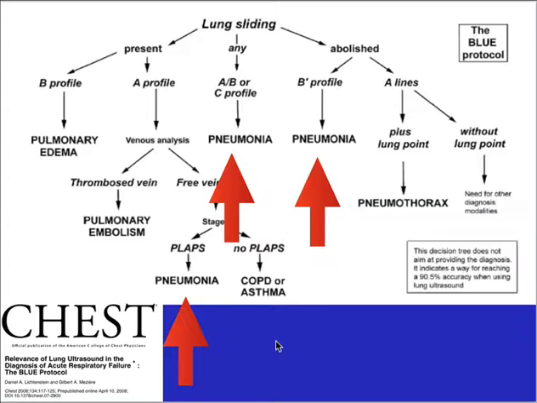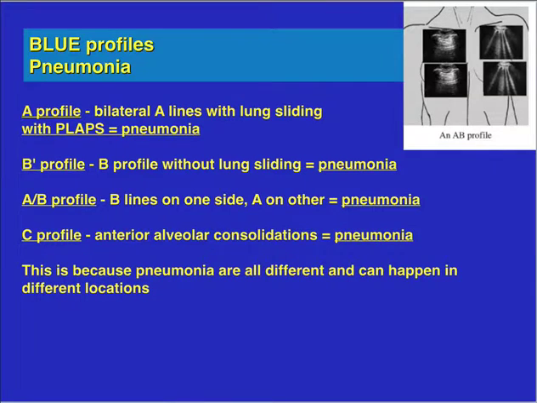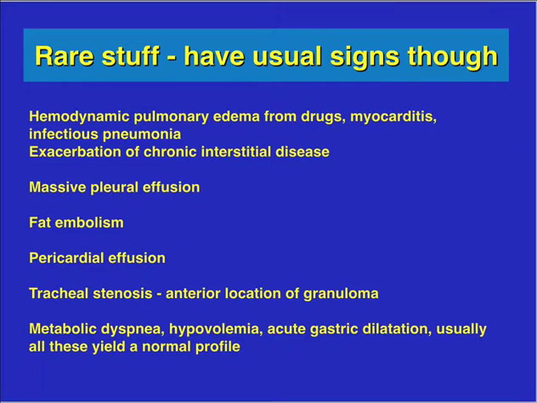So pneumonia can be a very tricky thing because pneumonias are different in type. We didn't talk a lot about AB profile or C profile, but just so you know, if you see A's on one side and B's on the other, especially B's without lung sliding, that should indicate to you early pneumonia or aspiration. Obviously, if you go to the posterior region and you see consolidated lung with dynamic air bronchograms, that would also indicate pneumonia to you. So remember, pneumonia can be a lot of different ones, and it's a little bit more complicated. And this is because pneumonia can be all different.